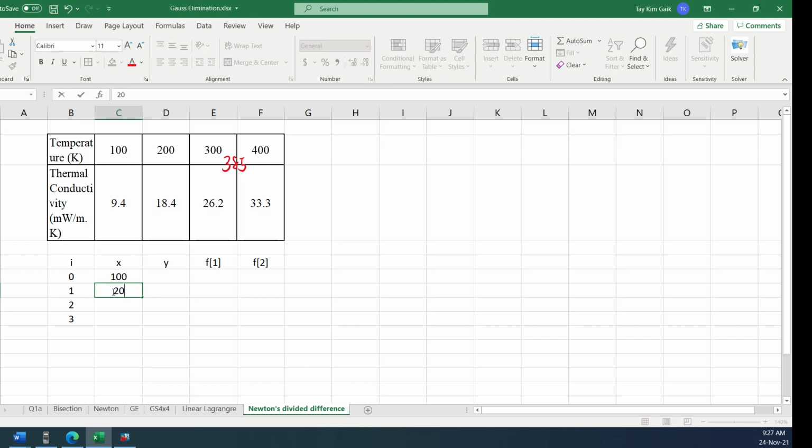Newton divided difference, put out the table vertically. Y, you have 9.4, 18.4, 26.2, and then 33.3.